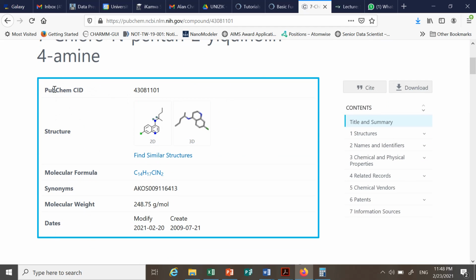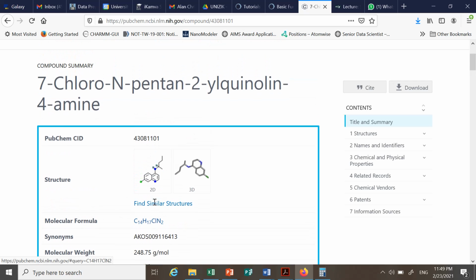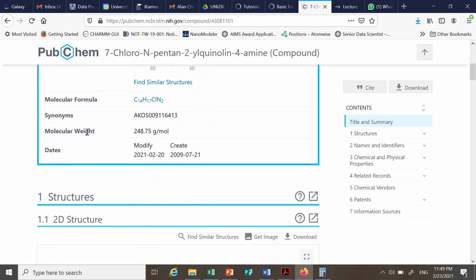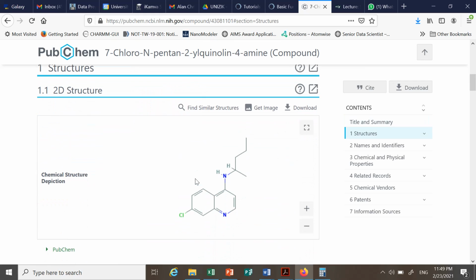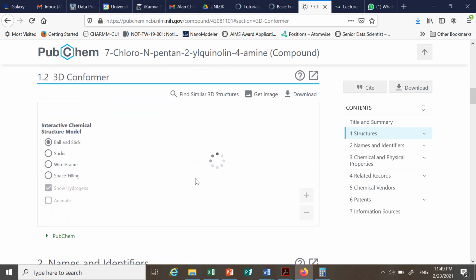It gives you the PubChem ID, or what we call CID, and the structure of the compound. There's a 3D model also available for you to select different conformations, but let's leave that. It has a 2D representation, a 3D representation, the formula, and the synonyms in terms of the name. So you have the full scientific name here, and the molecular weight. There's a 3D conformation that should appear here. Yeah, there we go.